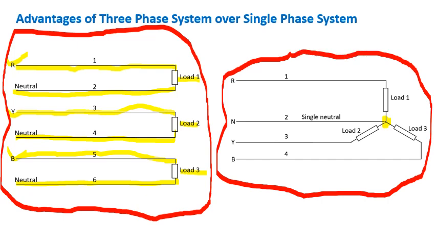And if the load is perfectly balanced, then you don't need this fourth conductor also. So the load can be fed by using only 3 conductors. So there is a considerable saving in copper, and considerable saving in the voltage drops and power loss as well.